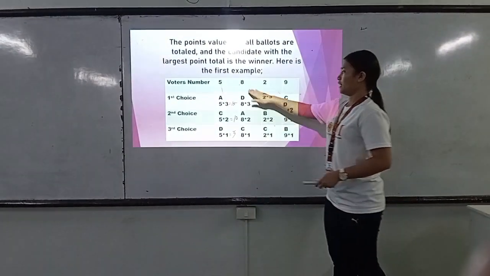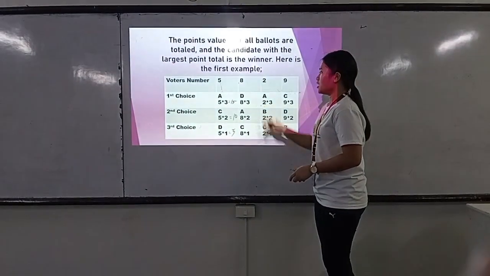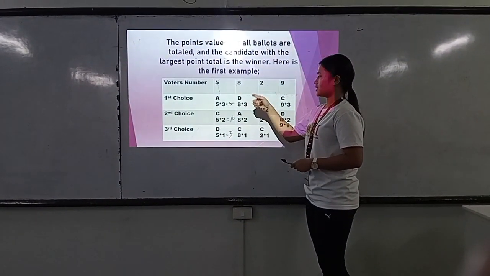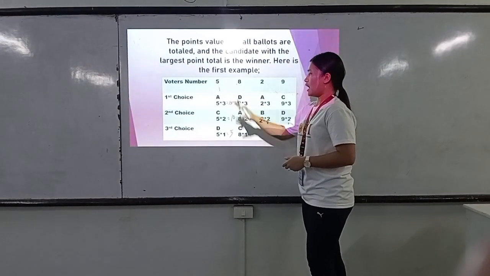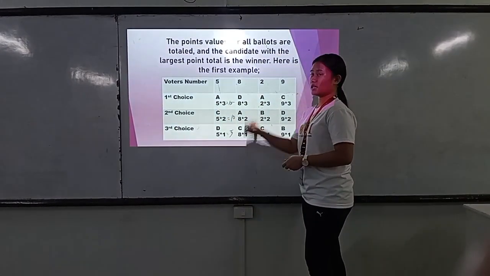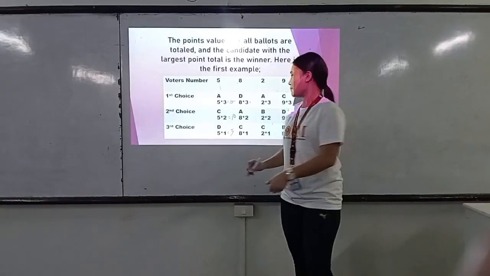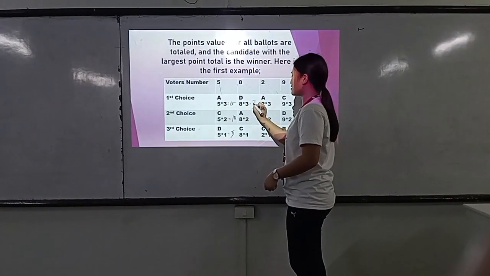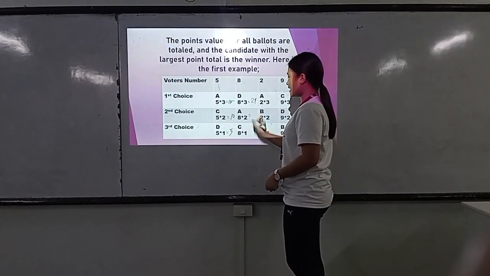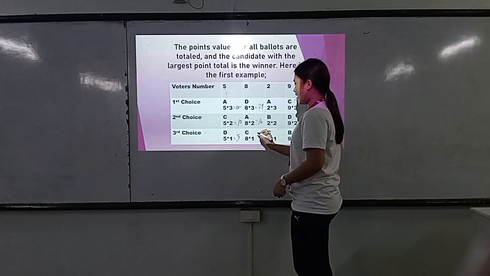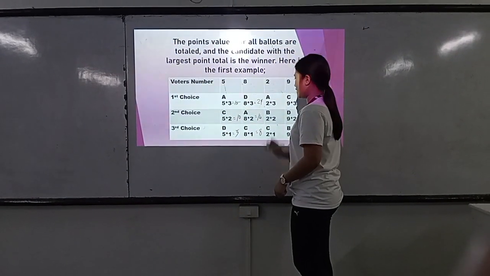And then here we have the 8 voters. The 8 voters voted D as their first choice. As we know, the first choice is the equivalent of 3. So 8 times 3 is equal to 24. 8 times 2 is equal to 16. And 8 times 1 is equal to 8.